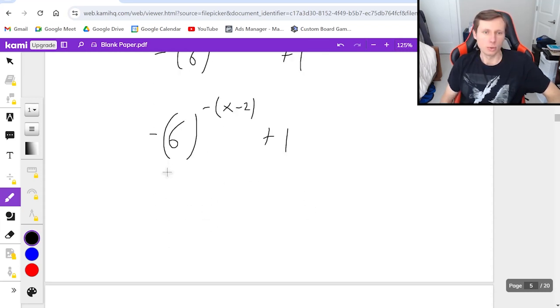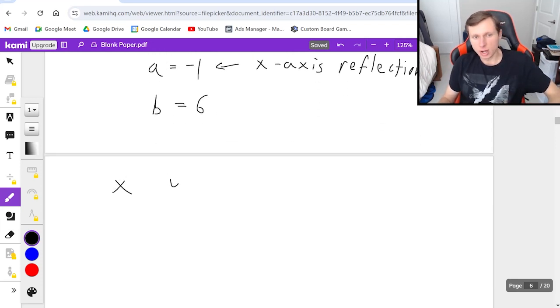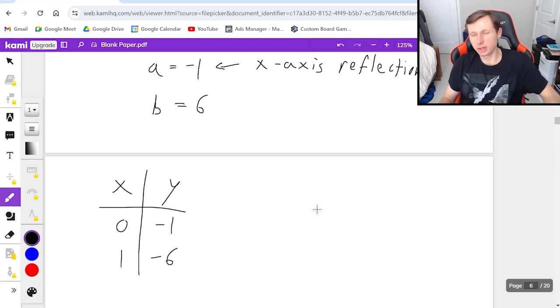Okay, so first, we can say that a equals -1 because the -1's out in front. There's an invisible 1 there. And b is going to be 6. Keep in mind, if you say a is -1, you're already taking account for the x-axis reflection. So I'm not going to worry about the x-axis reflection later on. I've got it right there. So then making my xy table, the point 0, 1, the y values will be -1 and -1 times 6, so -6. And now the transformations.